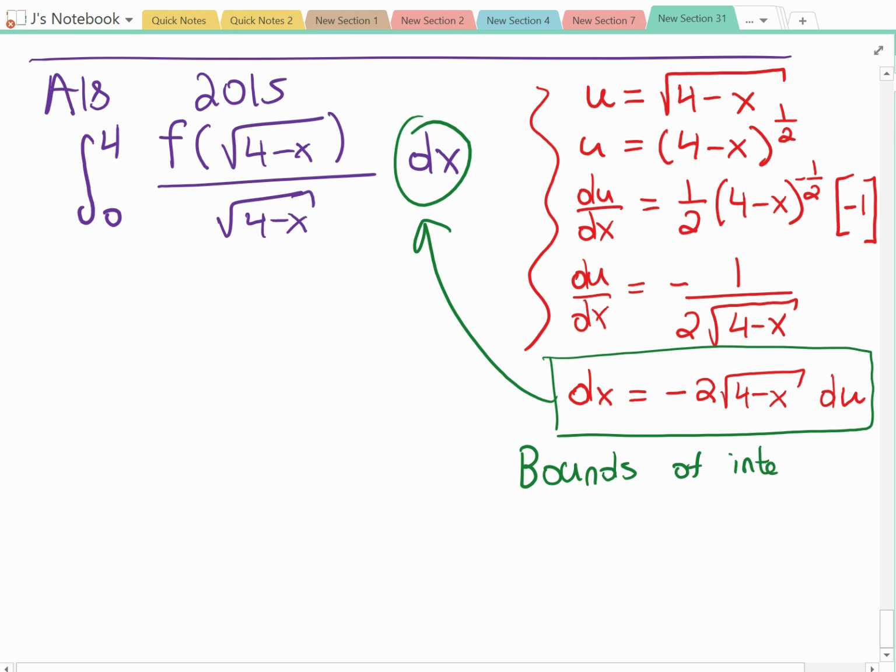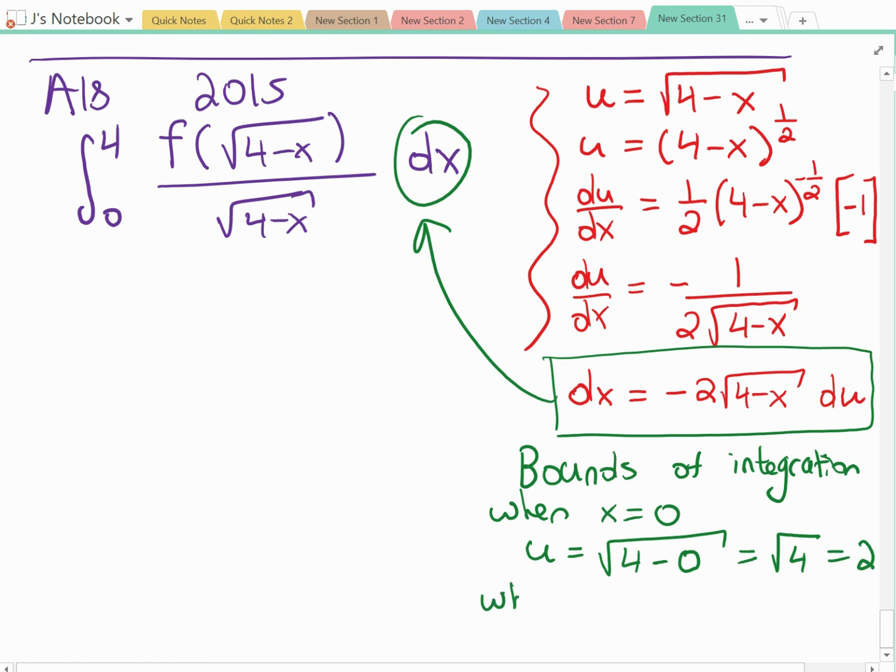Bounds of integration. We're going to twist the old world into a new world. We're taking a question where the variable is x, where the horizontal axis is called x. Now we're going to change it to a new world where the horizontal axis is called u. In the old world, we were going from x is equal to 0 to x is equal to 4. We want to know what the bounds of integration are on the new horizontal axis, on the u-axis. When x is equal to 0, what is u equal to? U is equal to the root of 4 minus x, so the root of 4 minus 0. So that's going to be root 4, which is 2. And then the upper bound of integration, when x is equal to 4, u is equal to the root of 4 minus 4, which is the root of 0, which is 0.